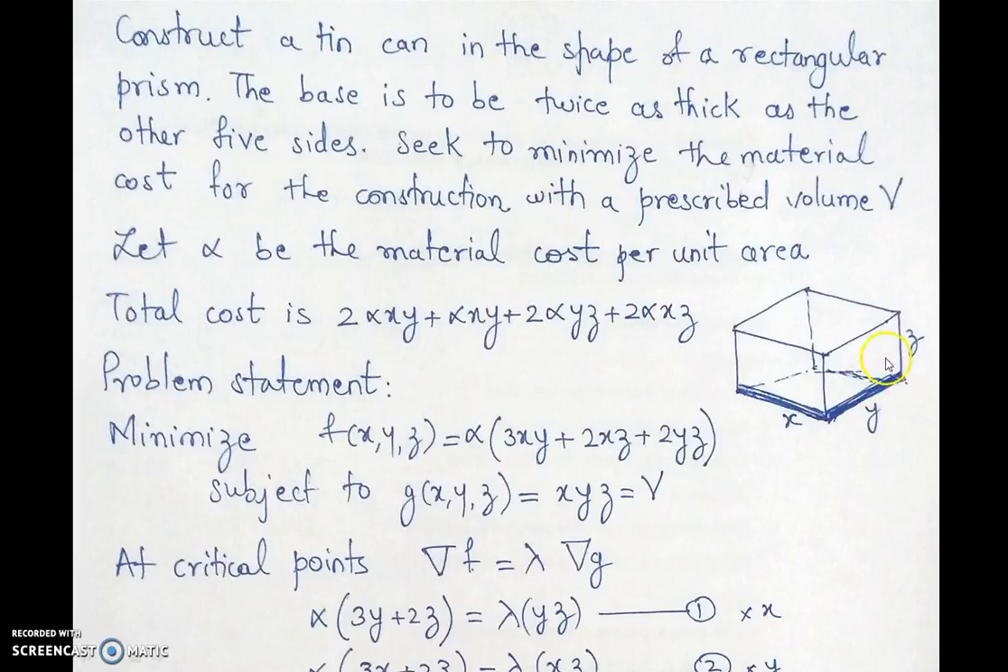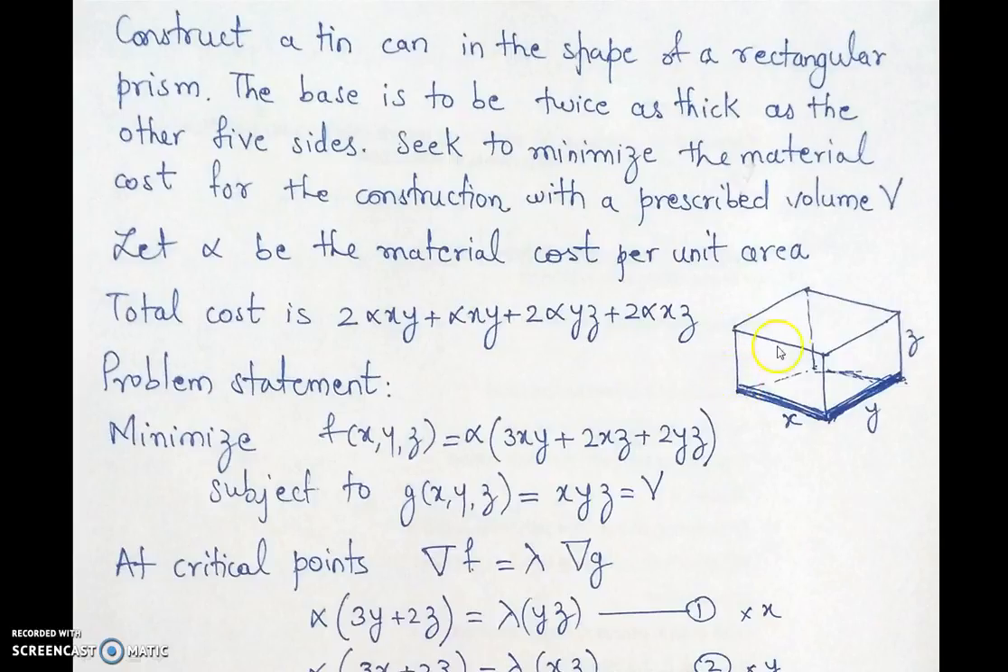So here we have a tin which is in the rectangular prism form whose base is twice as thick as the other sides, and the dimension of the base will be xy. If you consider the cost as alpha per unit area, then the material cost will be alpha xy. But since the base's thickness is twice, the cost will be 2 alpha xy, and for the opposite side it will be just alpha xy.